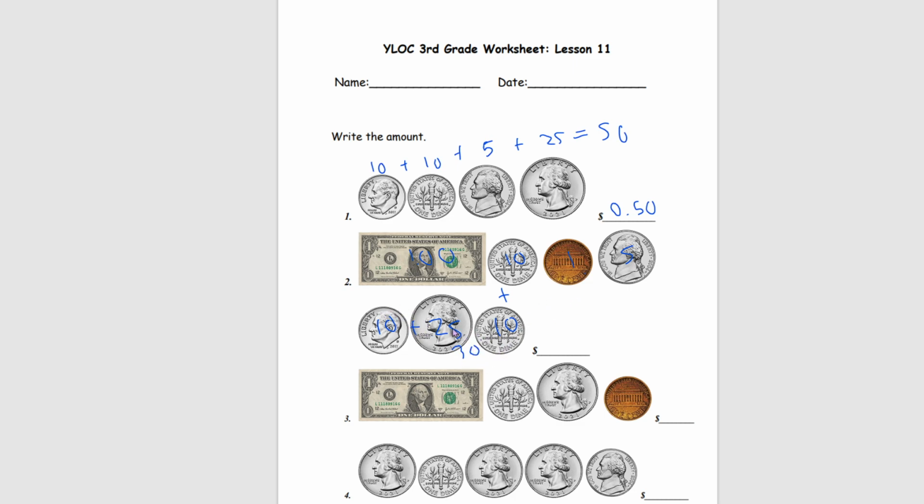We add the quarter, which gets us 55, plus the nickel, which gets us 60. We add 1 for the penny. We have 61 cents right now. And we just add the dollar, and we get $1.61.